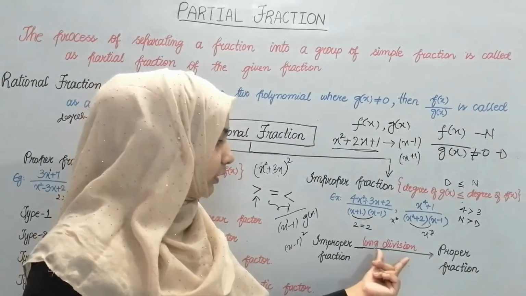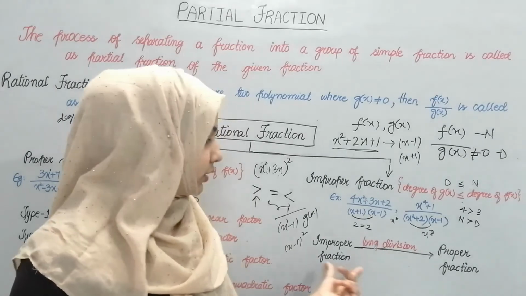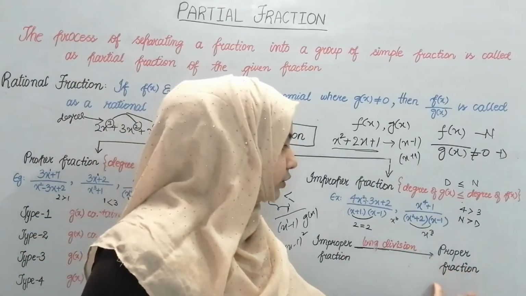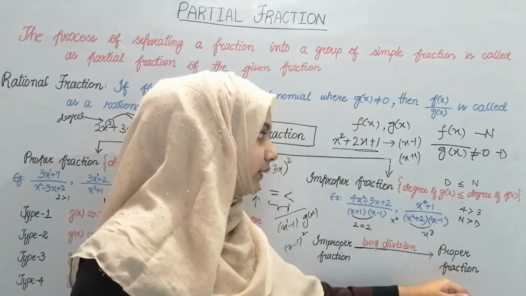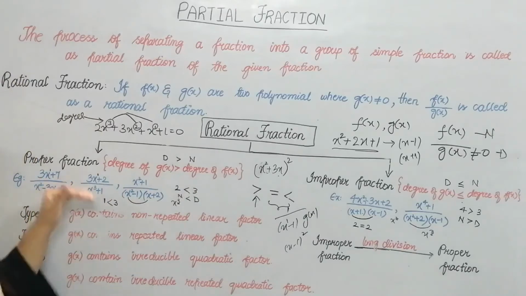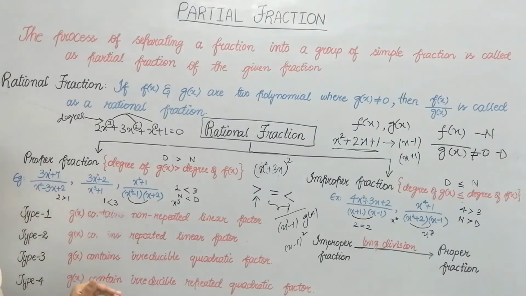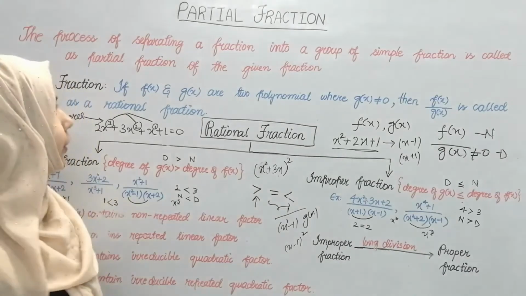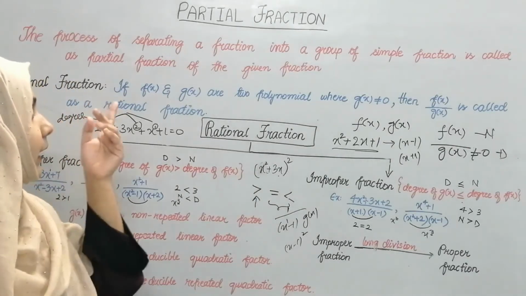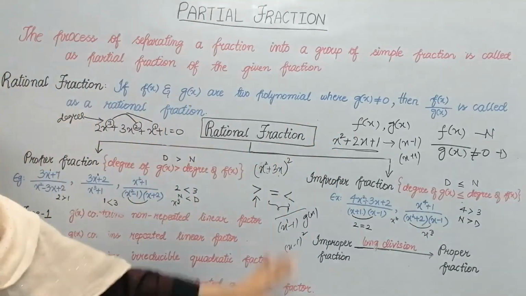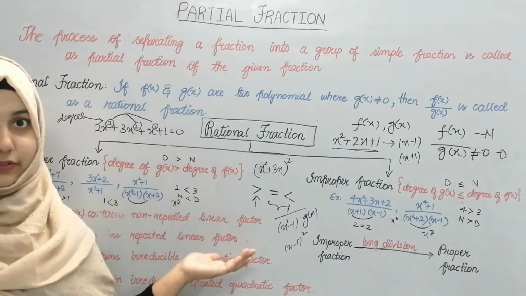We'll be using the long division method. So an improper fraction is reduced to a proper fraction with the help of long division. Then depending upon this proper fraction's denominator, we have 4 different types. We'll pick one and then solve it accordingly. Okay, so I think I'm clear with partial fractions. These are all what we are going to study in our partial fractions chapter.